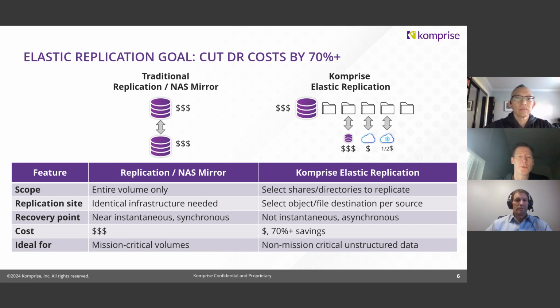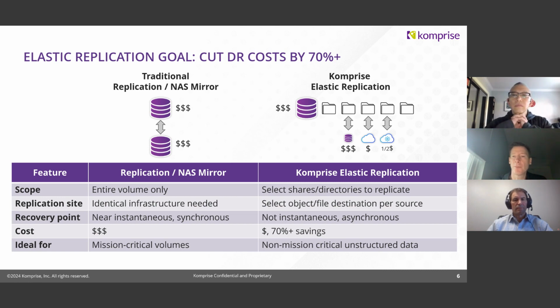So we're looking to make sure it's clear that we're contrasting with what we're moving towards with Komprise Elastic Replication, where the scope is being able to select shares and directories to replicate. So much more fine-grained choices. The ability to then select object, file, destination per source is a big feature request we've had from customers. The recovery point is not instantaneous. It's asynchronous replication. Really important to emphasize that, which will result in a much lower cost and ultimately cost savings for you, and ideal for non-mission critical unstructured data.